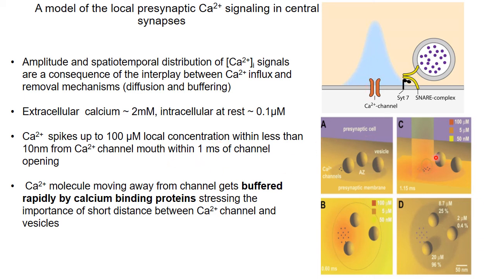This is another model, in which we have different vesicles, and here are calcium channels that open. You can see very quickly, within 1.15 milliseconds, a huge increase in the calcium concentration around the mouth of these channels, and then how this spreads the further away from the channel you are. Already here we have 8.7 microns, while here we have 20 micromolar concentration of calcium. Why does this happen? Because calcium that moves away from the channel gets buffered rapidly by calcium binding proteins or by diffusion. This stresses the importance of the short distance between the calcium channel and the vesicles that can then fuse and release neurotransmitters.